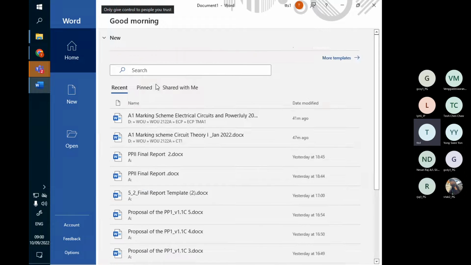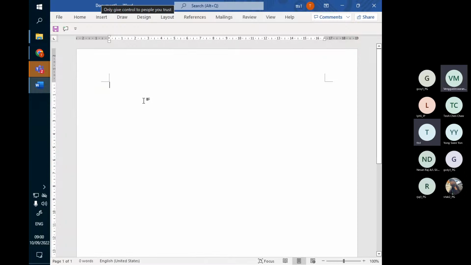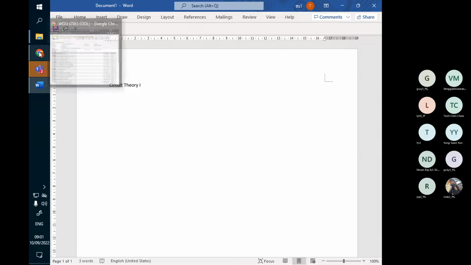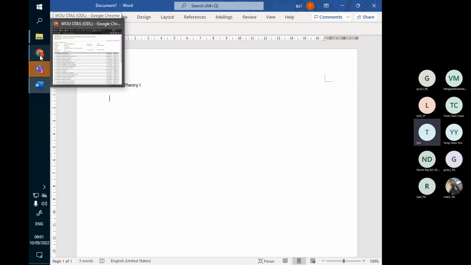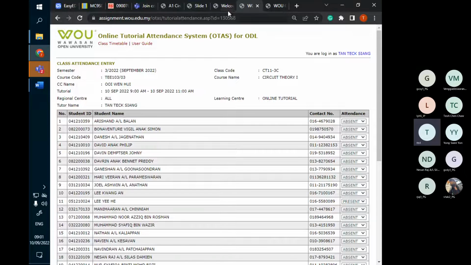Okay, let me type in all the information that is important to you. First, it's Circuit Theory 1, Part 1. And the next thing you probably want to know is the timetable. So let me touch a bit on the timetable.